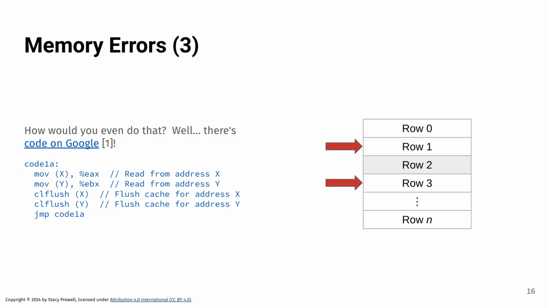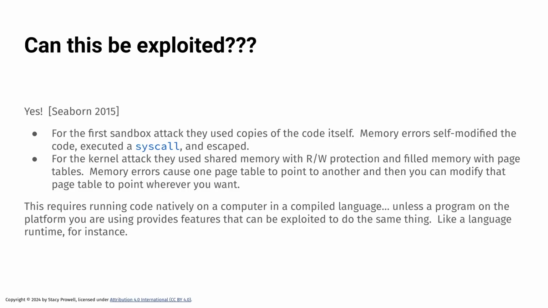So I would take the contents of a register, write it into memory location X, take the contents of a register, write it into memory location Y, or X and Y, or somewhere on those different rows, and then I would flush the cache for those addresses, causing those rows to be written out, and I would just repeatedly do that as fast as I can, hammering on those two rows until I get an error. Can it be exploited? Yeah, it can be exploited.